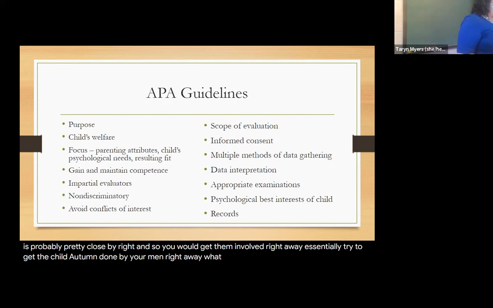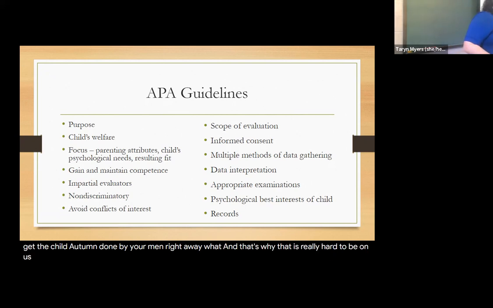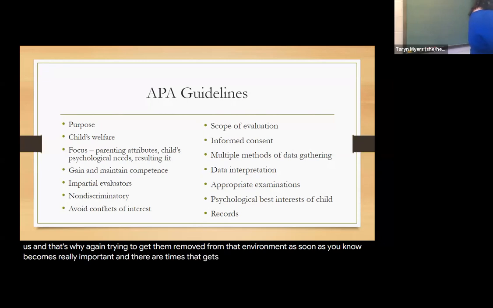Wouldn't that be more harmful though, because there are cases where that has been the death of the child? Yeah, and that's why that is really hard as a therapist, to be honest. And that's why, again, trying to get them removed from that environment as soon as you know becomes really important. And there are times that gets sticky, right?